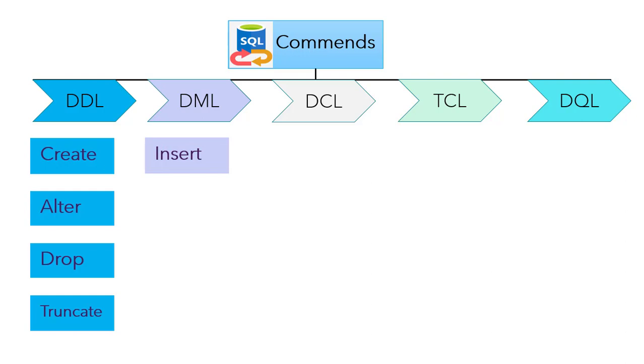Insert. It is used to insert data into the rows of the table. Update. The update command is used to update or modify the values of a column in the table. That means updates data in a database. Delete. It is used to remove one or more rows from the table. That means deletes data from a table or database.